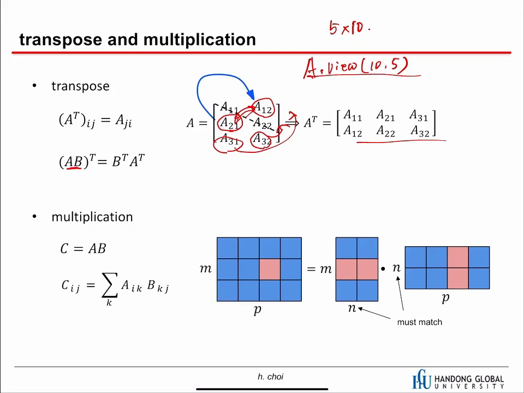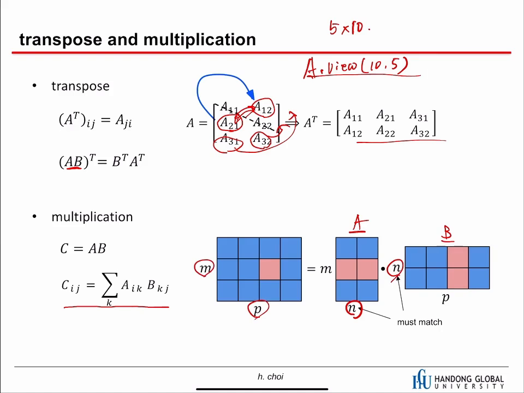The next one is multiplication. When we say matrix multiplication, it means this one. This one is A and this one is B. A times B can be calculated in this way. They might have different shapes, but they have to have the same number here and here. So the number of columns of A should be the same as the number of rows of matrix B. Then the result will be M by P.